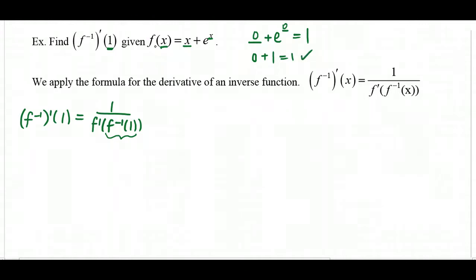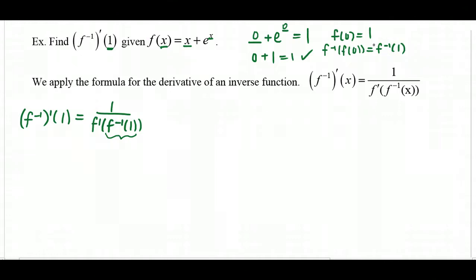So what we just figured out, I'm going to write it over here off to the side, we just figured out that f of 0 equals 1. So in other words, f inverse of 1 equals 0. And if you really want to convince yourself of that, I'm going to show you a little bit of additional work here. So what I can do is I can take f inverse of both sides. So f inverse of f of 0 has to equal f inverse of 1.